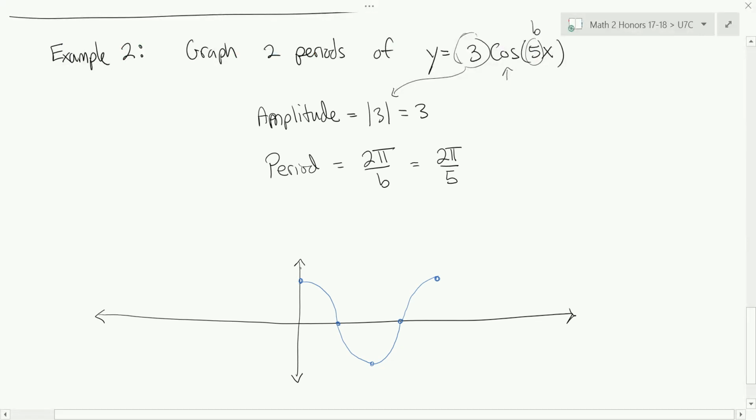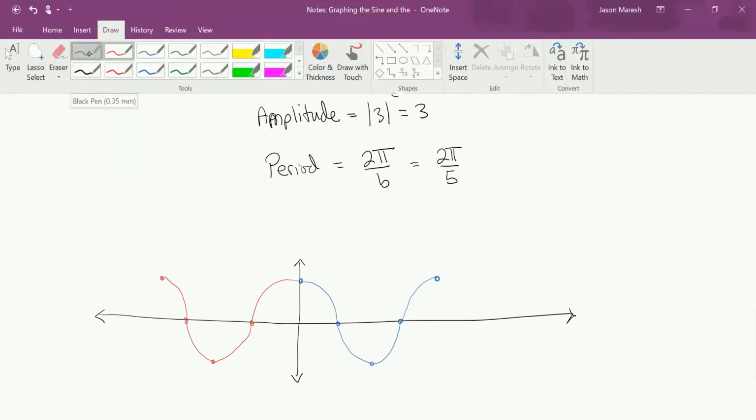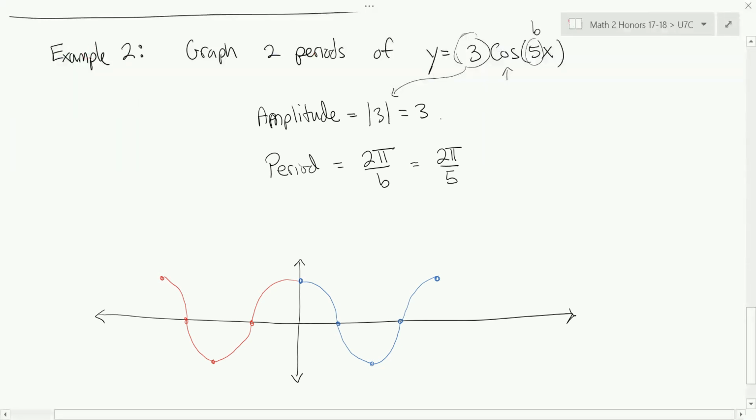And I'm going to draw one more. It doesn't say which direction, so I'm going to go backwards this time. Alright, so we have one period on the left side and one period on the right side drawn. We know the amplitude is 3, so we're reaching a max height at 3 and a min at -3. We know the period is 2 pi over 5, and the period is broken up into 4 evenly spaced critical points.